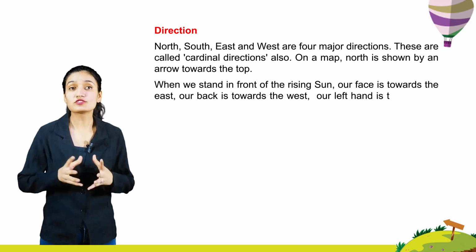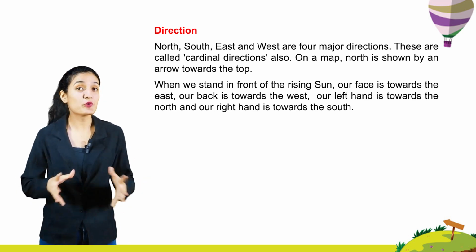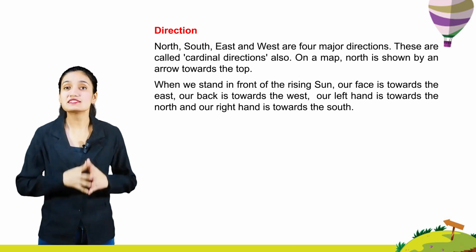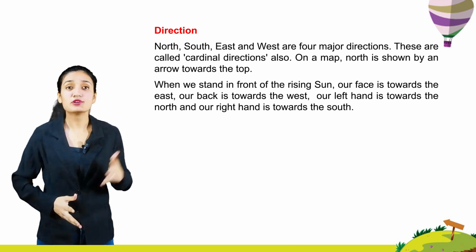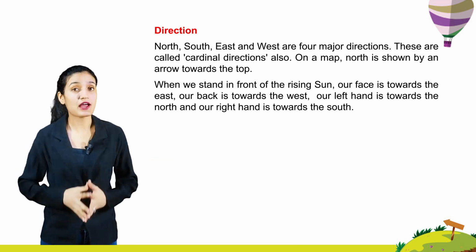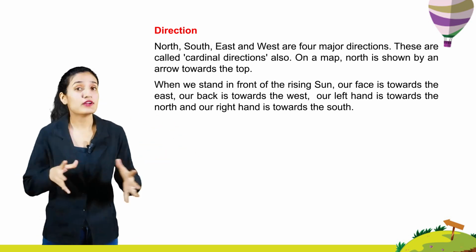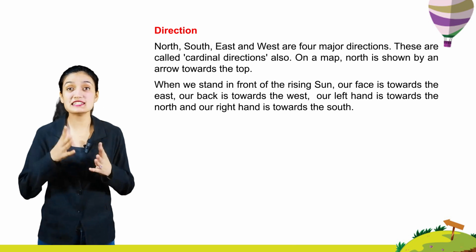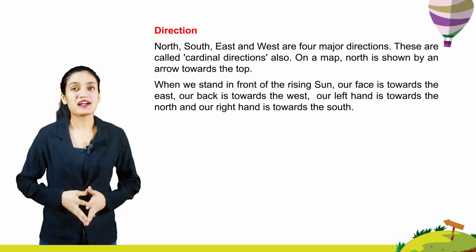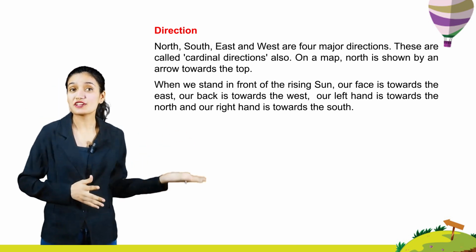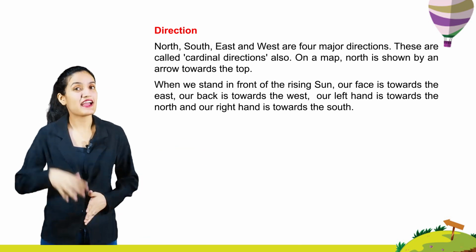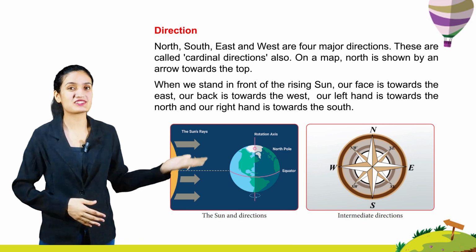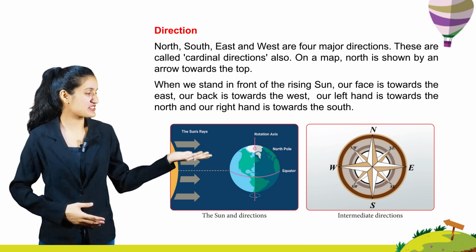Direction. North, south, east and west are the four major directions. These are also called cardinal directions. On a map, north is shown by an arrow towards the top. When we stand in front of the rising sun, our face is towards the east. Our back is towards the west. Our left hand is towards the north and our right hand is towards the south. Here you can see the picture, the sun and the directions.